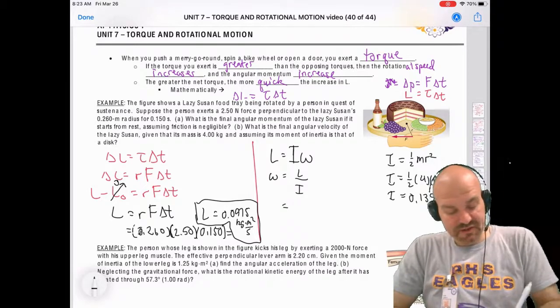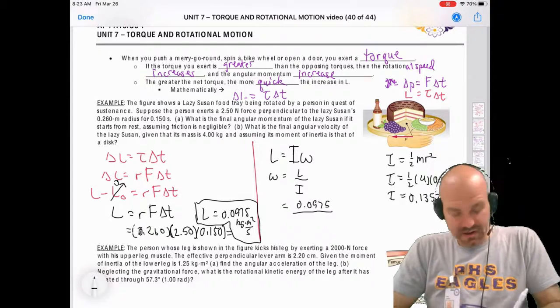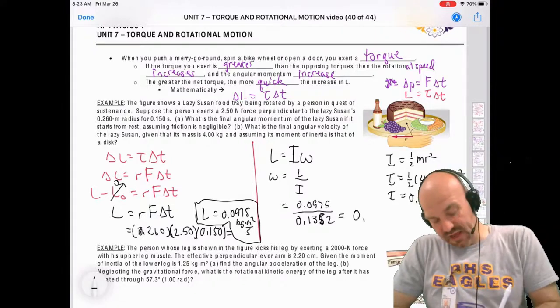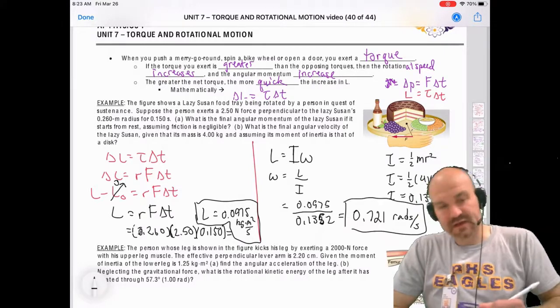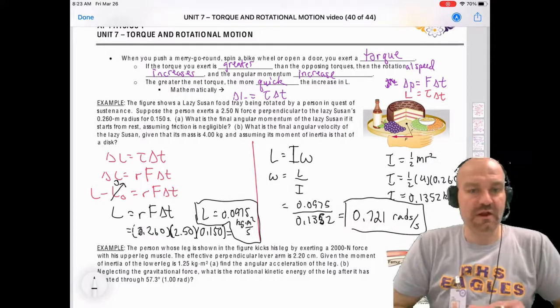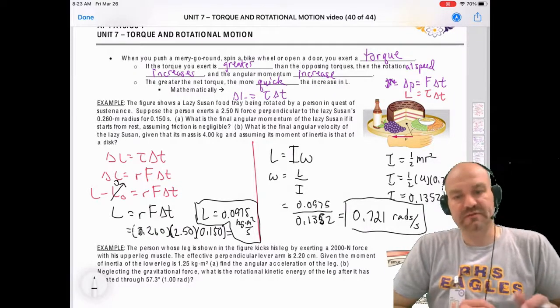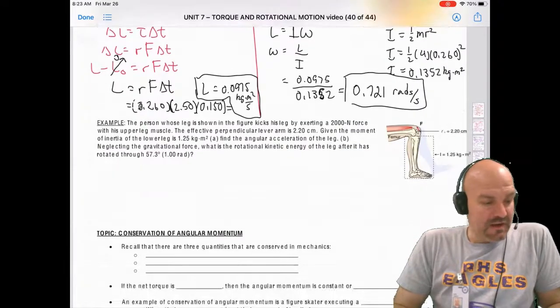And so now we just plug that in, 0.0975 divided by 0.1352, and that will give us an omega of 0.721 radians per second. Okay, so after applying a force of 2.5 newtons, this lazy Susan will now be rotating at 0.721 radians per second. All right, next question.